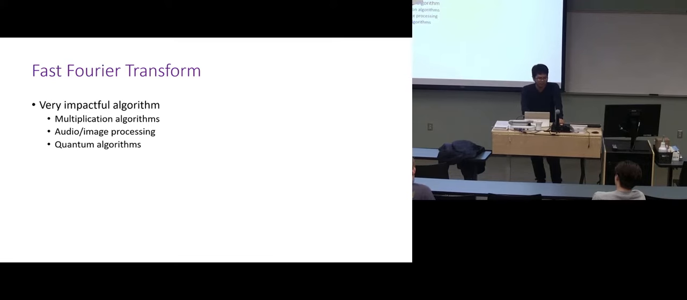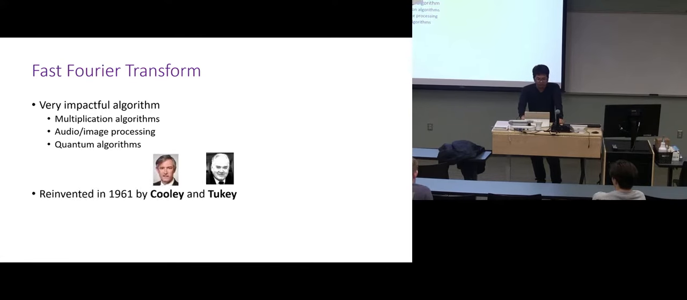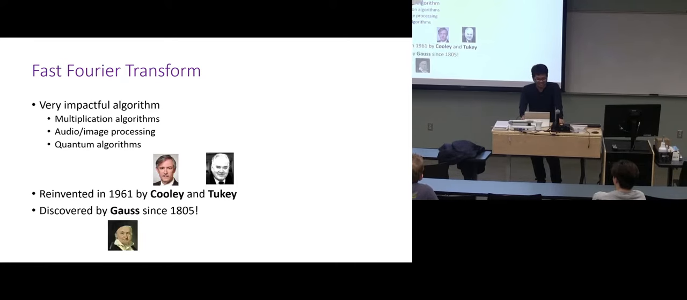It doesn't just give you this fast multiplication algorithm. You must have heard this name sometimes, right? It has impact in audio and image processing. Also, an extension of it is a very basic thing inside a lot of quantum algorithms right now, and it was discovered or rediscovered 60 years ago. But again, Gauss did it hundreds of years before. So a nice story about this.